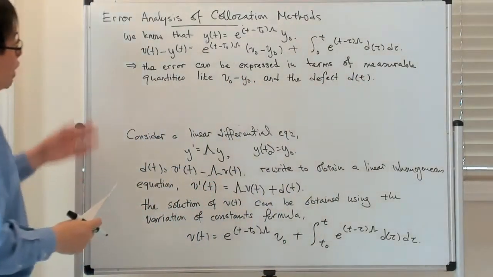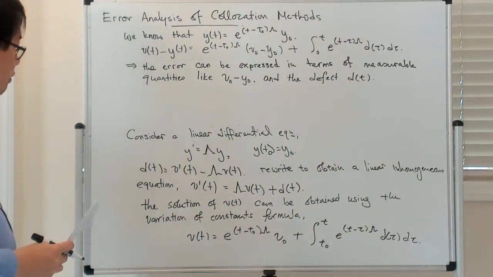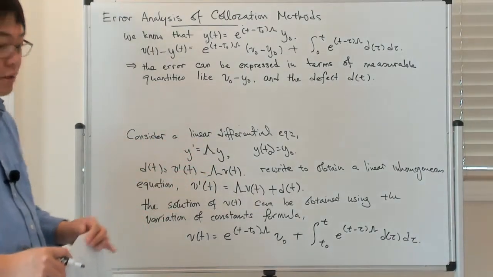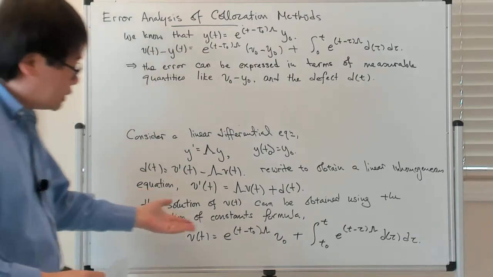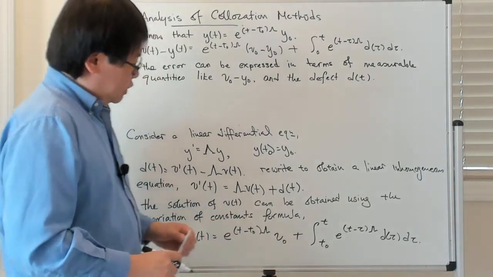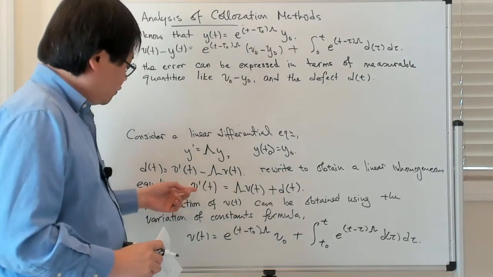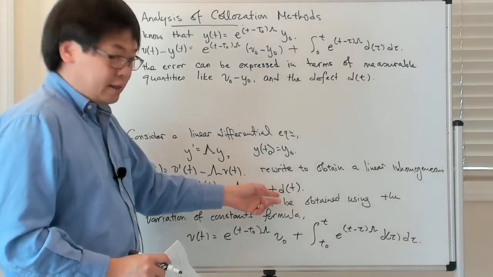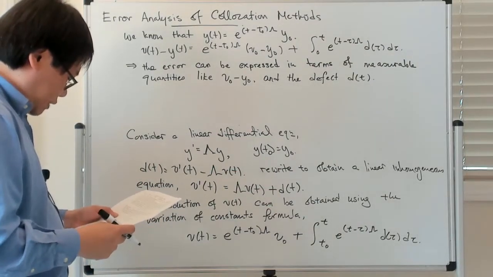All right, and perhaps that's not so surprising that you can do this, because in the case of a linear differential equation, you happen to know what the exact solution is, and that allows you to leverage the variation of constants formula. When applied to the inhomogeneous equation, it relates the candidate solution y and this defect quantity. So that's perhaps not so surprising.